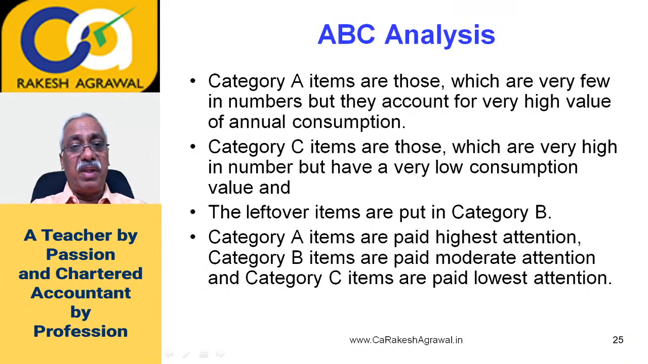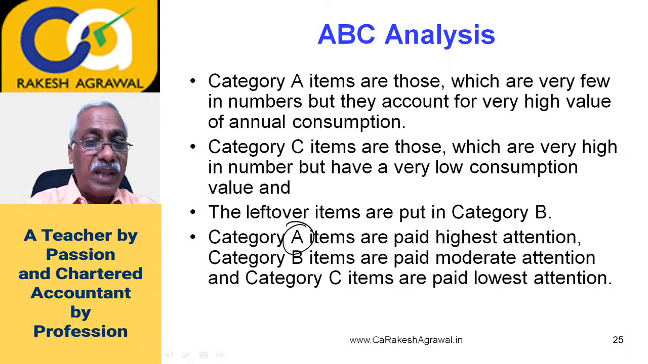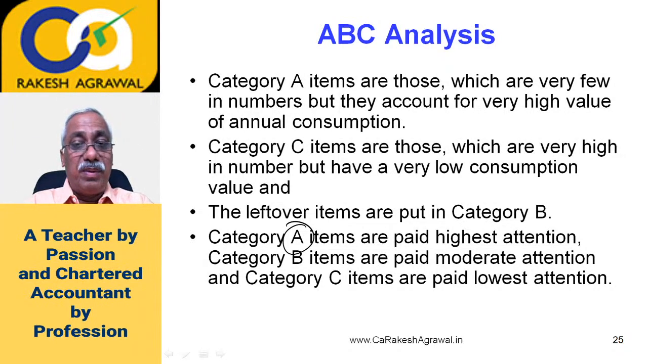Now what is done thereafter? Category A items are paid highest attention. Naturally, as category A items are very few but have very high consumption value, you will pay highest attention to these items. So by paying attention to few items, you can control majority of your raw material cost, that is consumption value. Category B items are paid moderate attention and category C items are paid lowest attention.